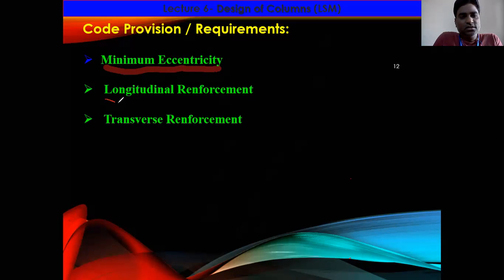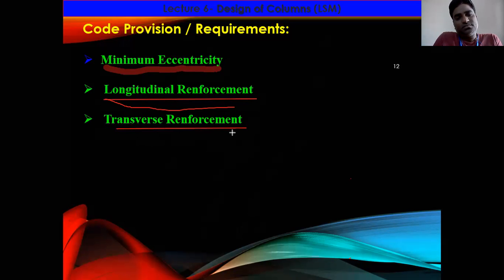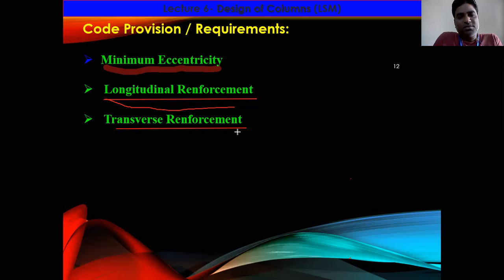And another one is recommendations on longitudinal reinforcement and transverse reinforcement, right? So what is meant by longitudinal reinforcement and transverse reinforcement? What are the codal provisions we need to follow while providing this reinforcement? So first one, we'll see the minimum eccentricity.